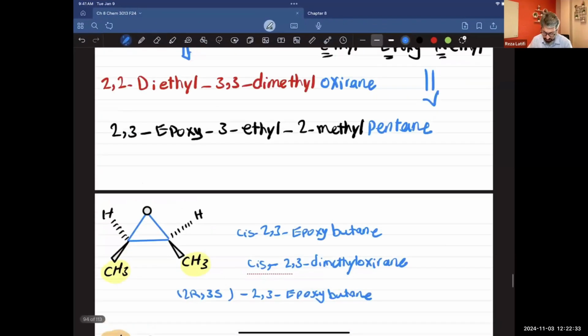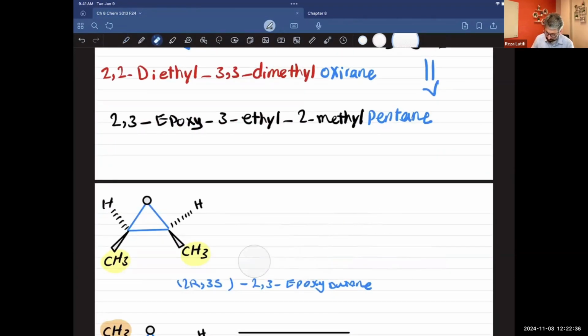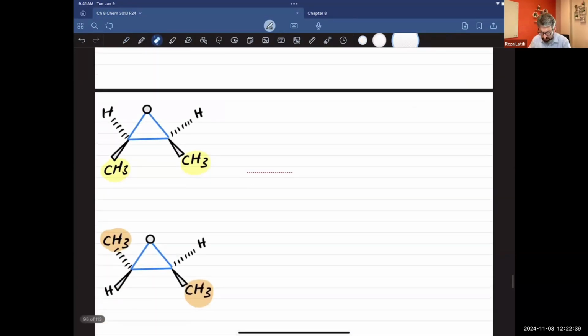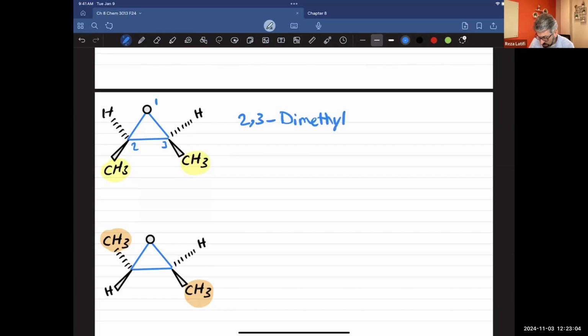Another one. Okay, forgive me, I forgot to erase this one. Okay, how do I name this compound? Again we have oxirane, and we can use the oxirane to name it. So we have 1, 2, 3, and on 2 and 3 I have dimethyl. Then I say oxirane. Now I want to say those methyls are in the cis position. So how about this? Cis-2,3-dimethyloxirane.